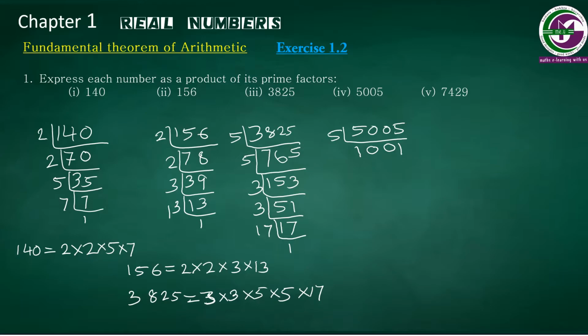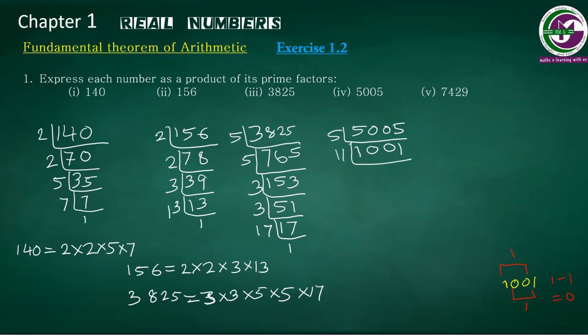You can check 11. How will you check whether 11 is a factor or not? Find the difference of the sum of alternate digits. So 1001: you will take the alternate digits 1 and 0, 0 and 1. You add 1 and 0, so it is 1, and 0 plus 1 is 1. Find the difference, 1 minus 1, so it is 0. If you are getting the difference 0 or multiples of 11, it is a multiple of 11. That is, 11 is a factor of this 1001. So you can write 11 here.